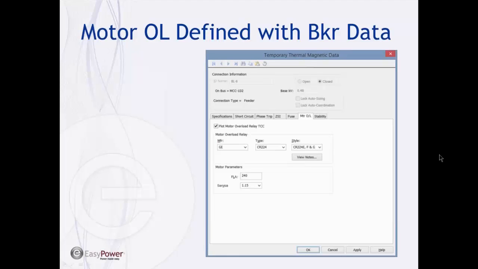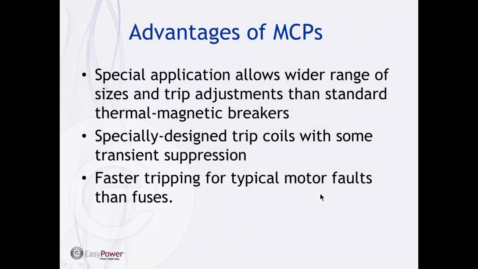Again, just a slide showing how the motor overload data is defined in EasyPower. So why would we want to use MCPs instead of something else? You can also use thermal-magnetic breakers in your starters. You can also use fuses. Well, if you buy a thermal-magnetic breaker, it has to meet the UL requirements for feeder breakers. It's only available in certain sizes, and the instantaneous trip has to be within a certain range. Because the motor circuit protector is a special application, it's allowed a much wider range of sizes and trip adjustments.